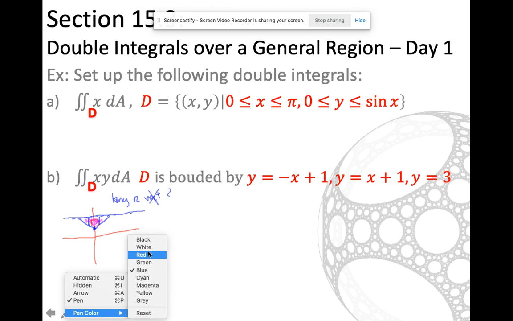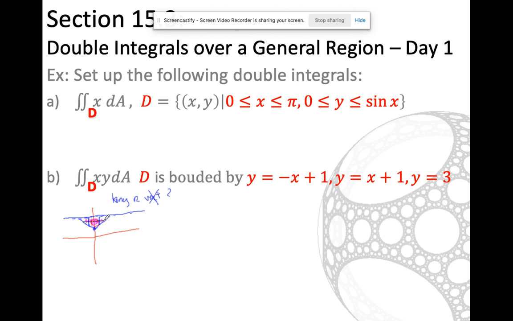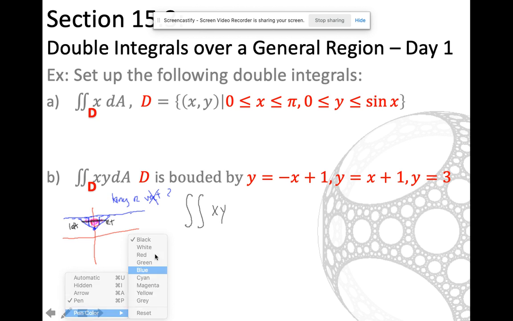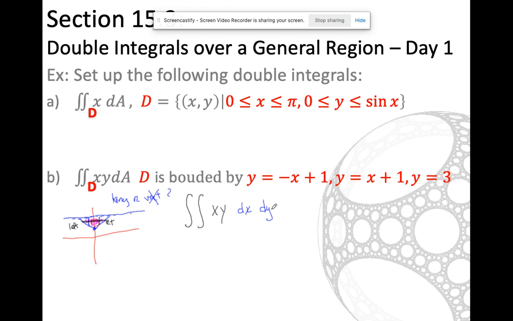Because when I do my horizontal strip, look, no matter where I click and drag that strip, my right and my left boundary stay the same. So what does that mean I need to do? Keep my integrand the way it is. But this time, since I've got horizontal strips, dx goes first, dy goes last, which means y constants have to be there.